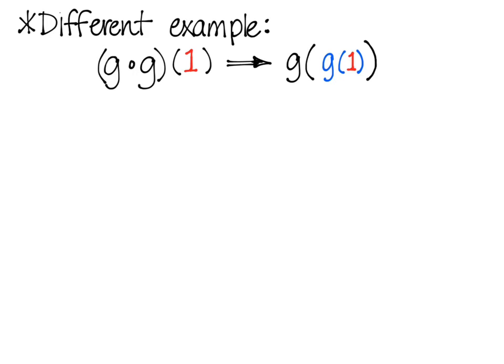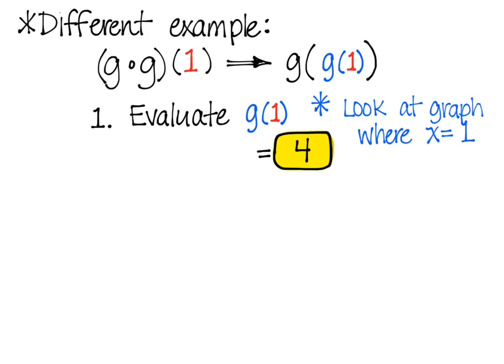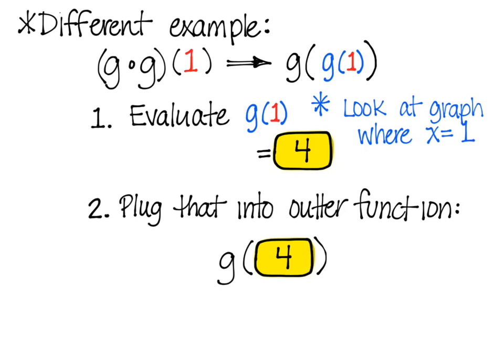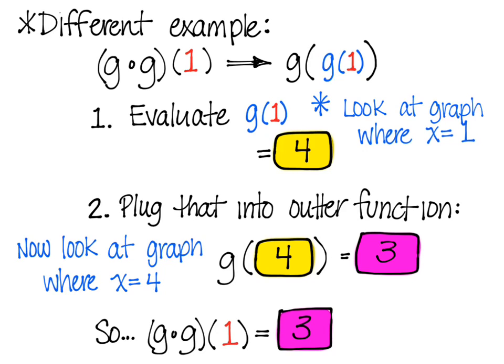What if I had g of g of 1? Well, the first thing I would do is I would evaluate g of 1 by looking at the graph where x equals 1 and find out that my output was 4. Now I'm going to plug that 4 into the function g again by looking at the graph where x now equals 4 and find that my output is 3. So therefore, g of g of 1 is equal to 3.